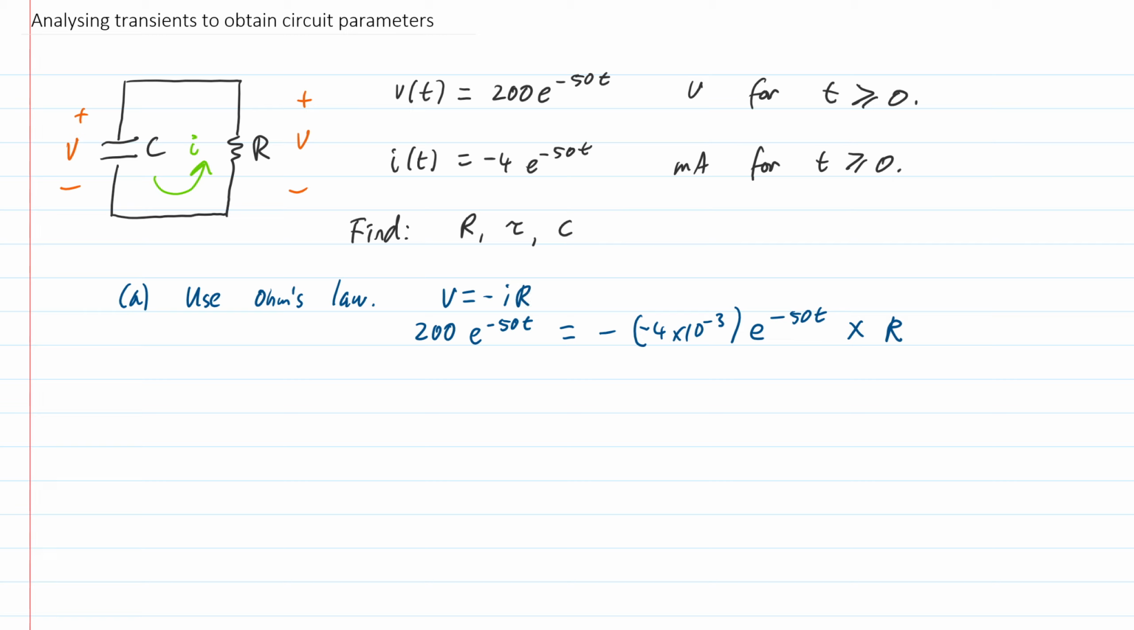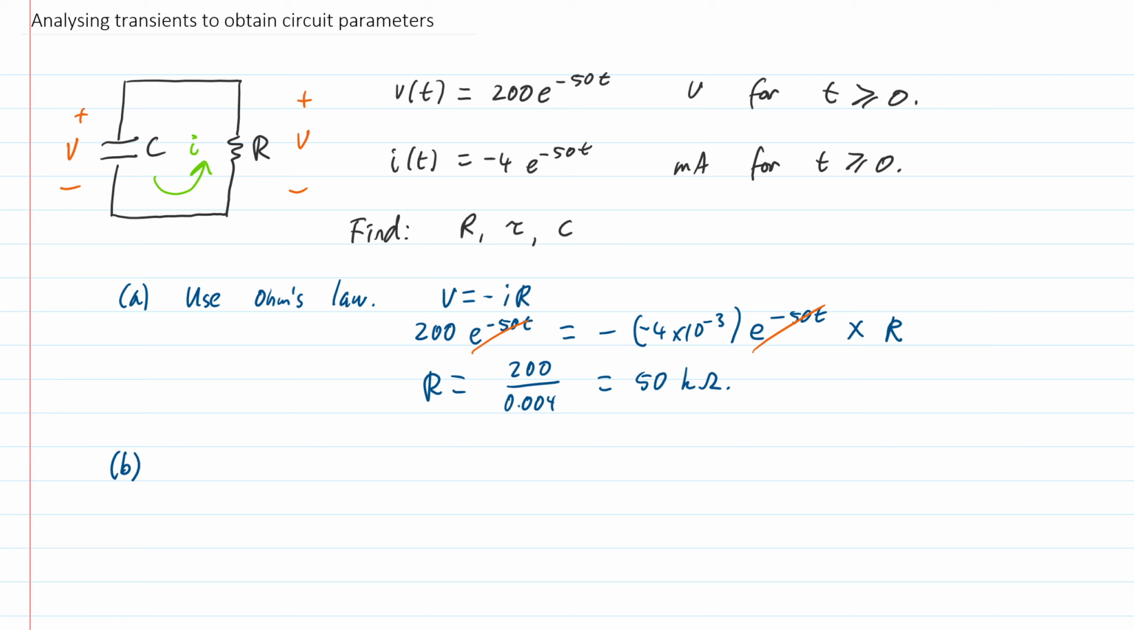So we can solve this equation. If I look at this, I see that the exponentials cancel on both sides. We can divide through by that exponential because it is never equal to 0. And we just have some numbers to calculate. So the resistance is just 200 divided by 0.004, our 4 milliamps. 200 divided by 0.004 is 50 kilo ohms. So we know the value of the resistance.